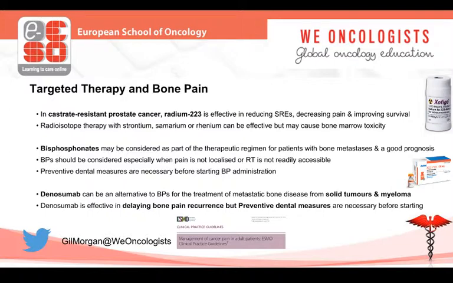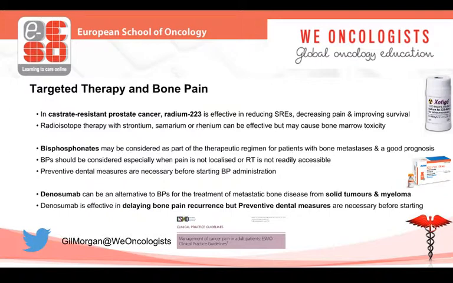Xofigo is mostly used for prostate cancers that have skeletal metastasis. Radium is very similar to calcium, and much like calcium, it can activate bone cells to take up the radium. Once the radium is in the bone, it releases the radiation, and the cancer cells receive a high dose of radiation.